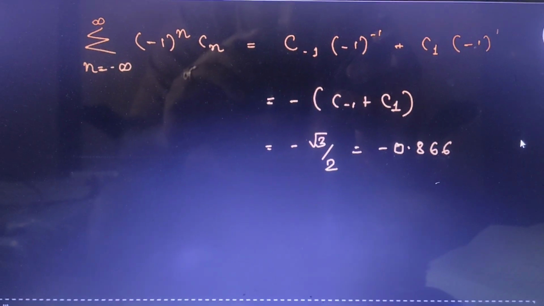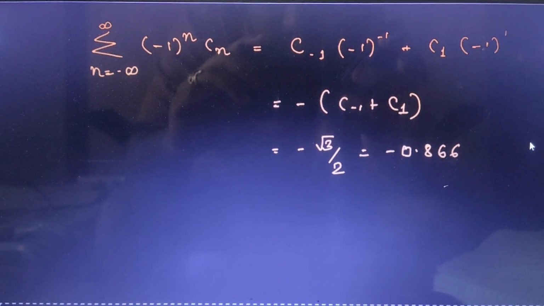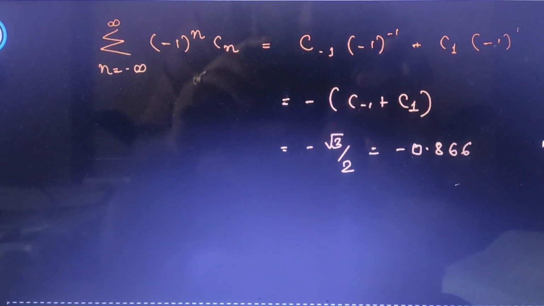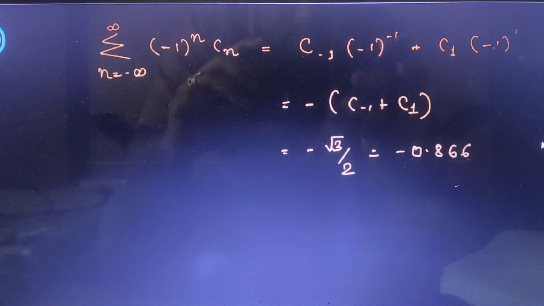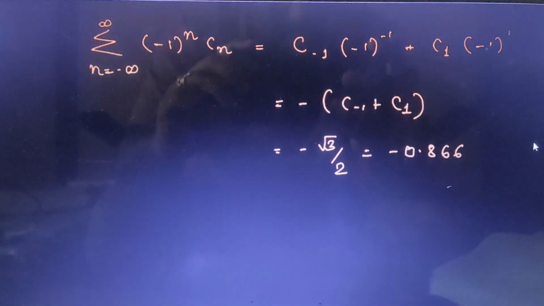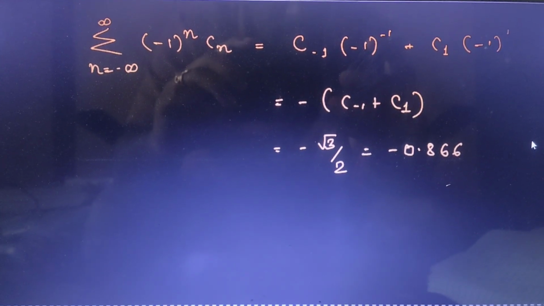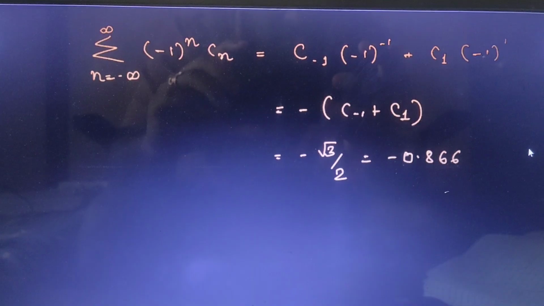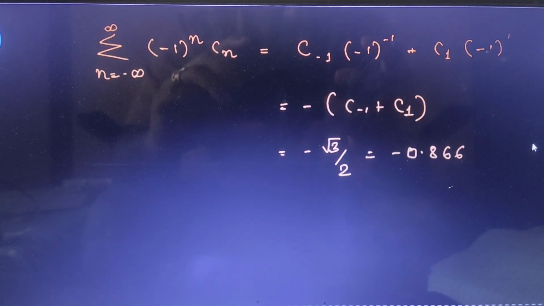By substituting those values in the summation n equals minus infinity to infinity of minus 1 whole power n cn, you will get c of minus 1 into minus 1 power minus 1 plus c of 1 into minus 1 power 1. So minus, if you take common, c of minus 1 plus c of 1, you will get minus root 3 by 2.